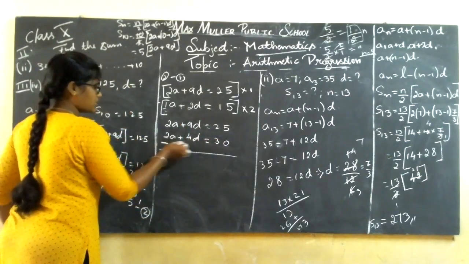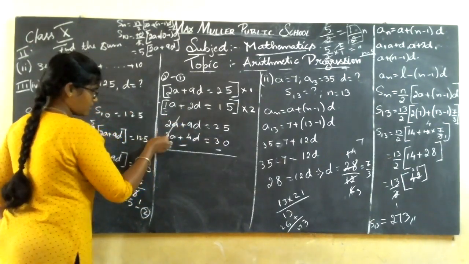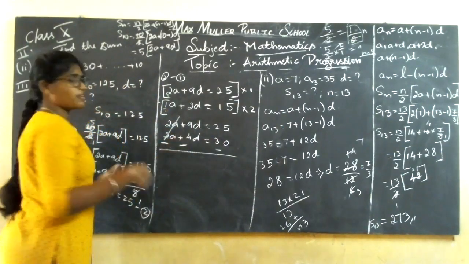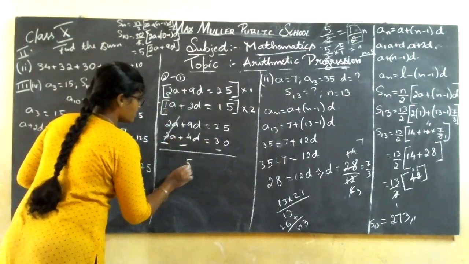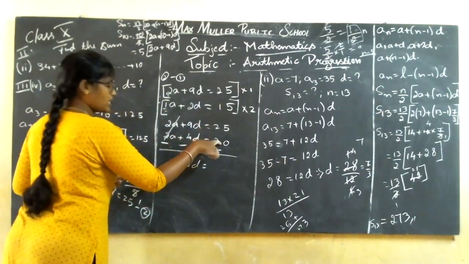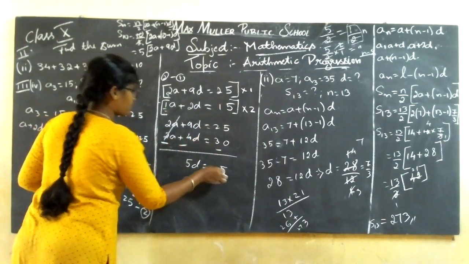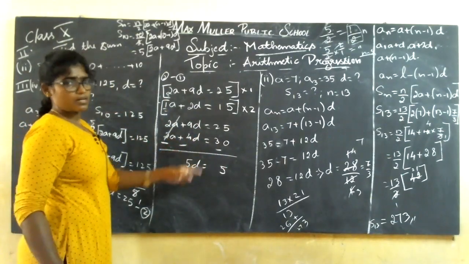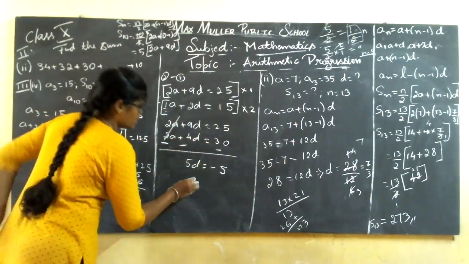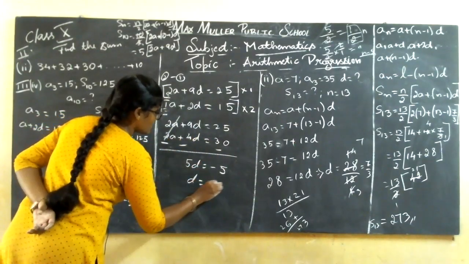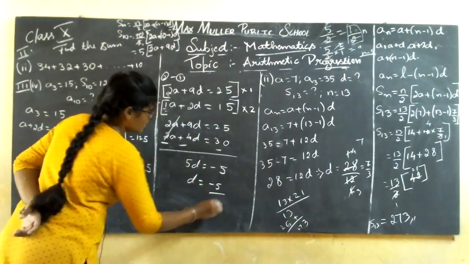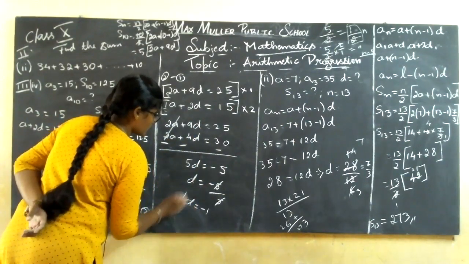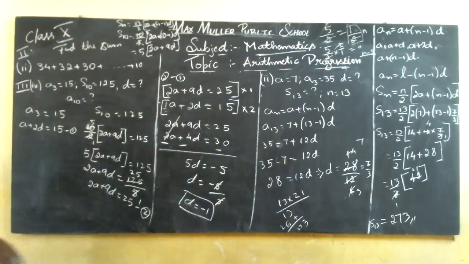Next, minus, a cancels, 2 minus 2, 0. In 9, if 4 goes, it is 5d. In 30, if 25 goes, it is 5. Which is the greater number? 30 is the greater number, so it is minus. So what do you get d value as? Minus 5 divided by 5. So you get d value is equal to minus 1.